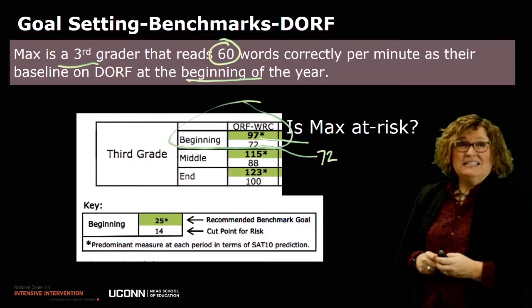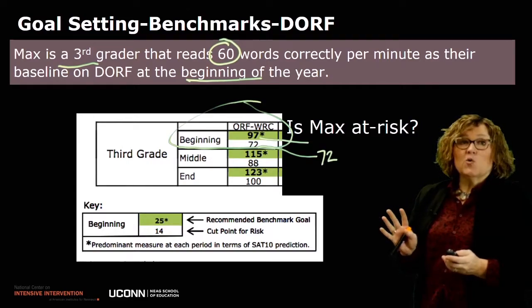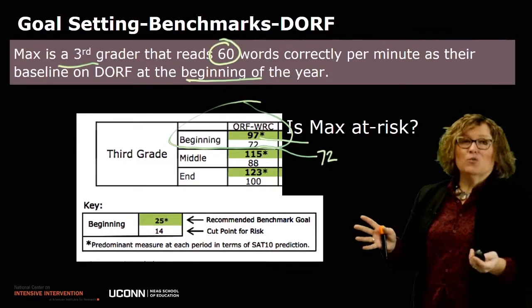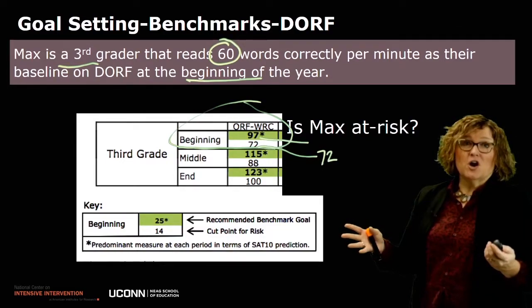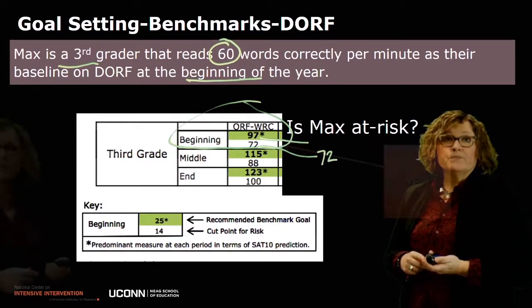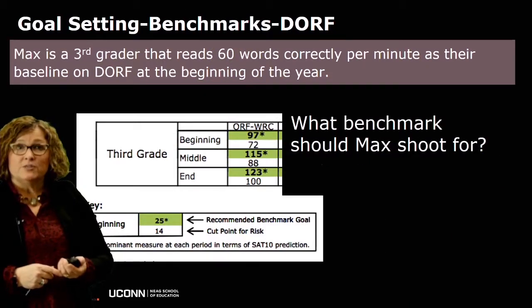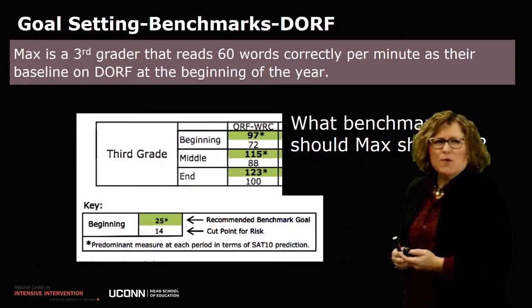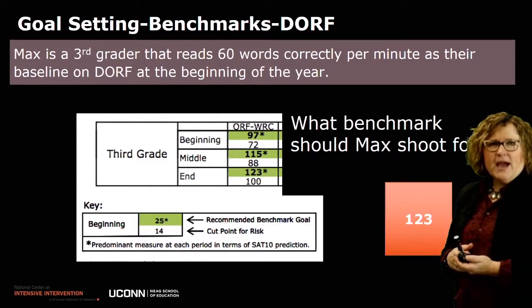What do you think? Yeah, he's at risk right now because he's 12 below where our cut point for risk is. And he's actually 37 words off of where typically students are at the beginning of the year. So just as I illustrated, yeah, Max is definitely at risk right now. So what benchmark should we have Max shoot for? Where should the teacher set the benchmark level for Max?